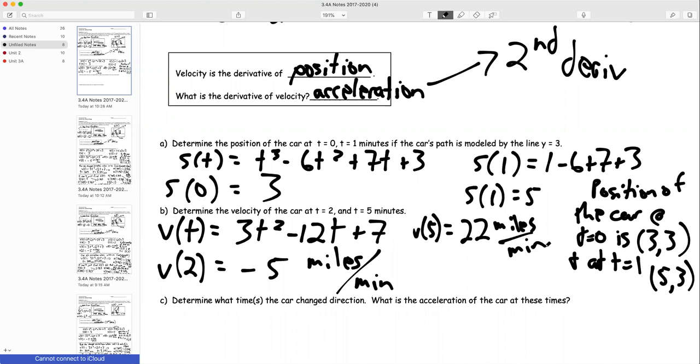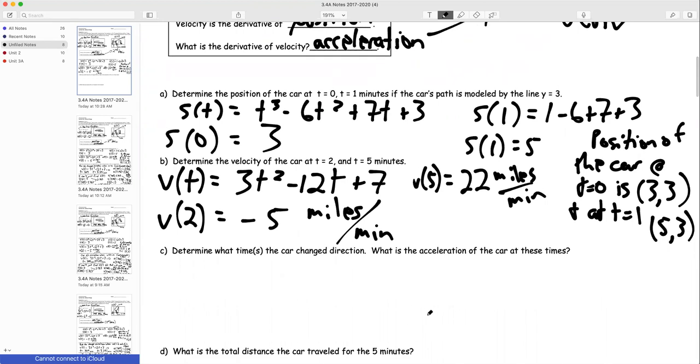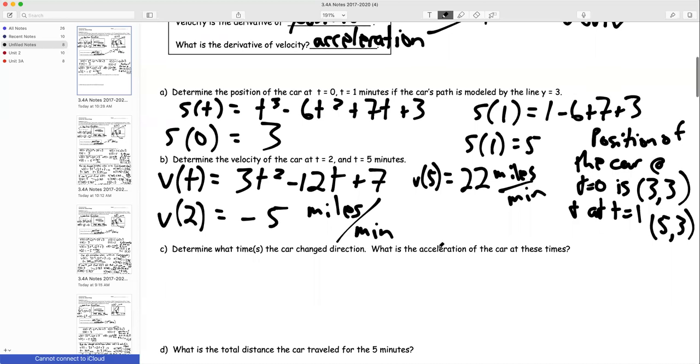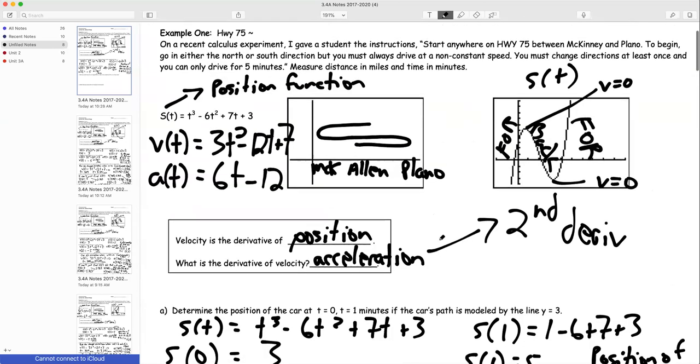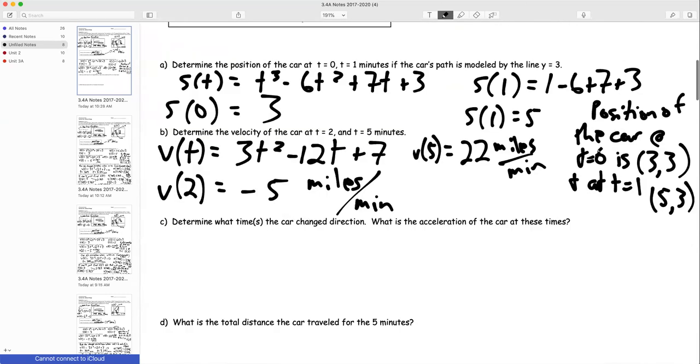Okay, part C says, determine what time or times the car changed direction. And the second part of the question is, what is the acceleration of the car at these times? Okay, so again, look at my little graph here. We wrote down that it was moving forward and then it's moving backward. So at some point it changed direction. And we know that it's going to change direction right here whenever the velocity is 0. So I need to find when the velocity is 0.